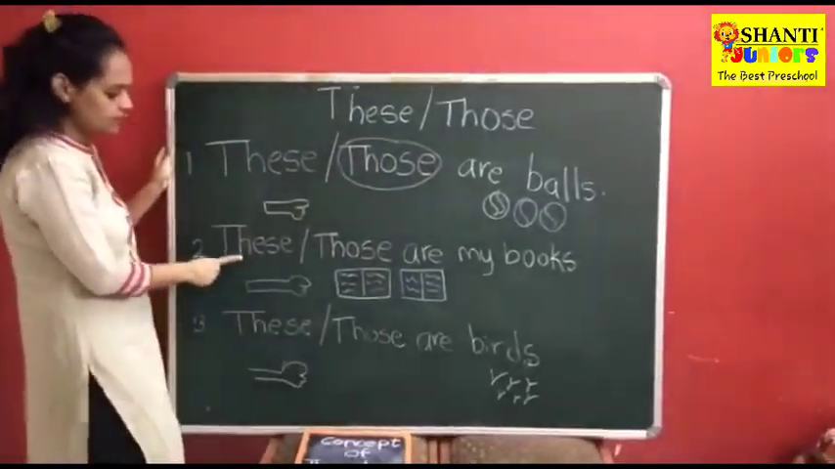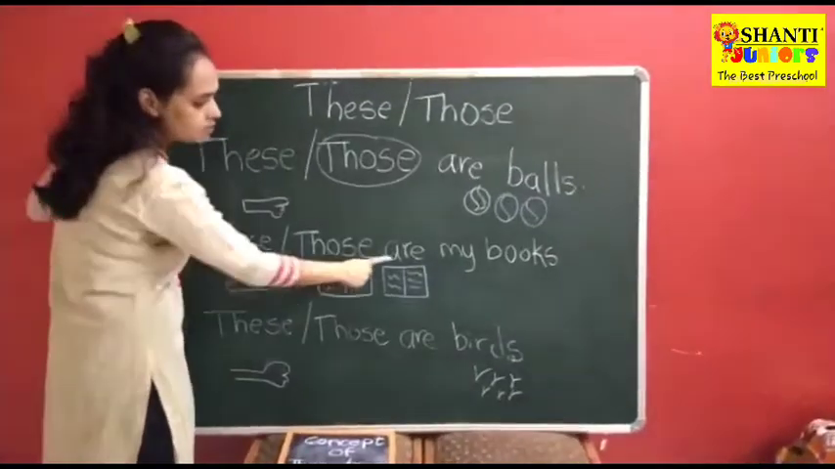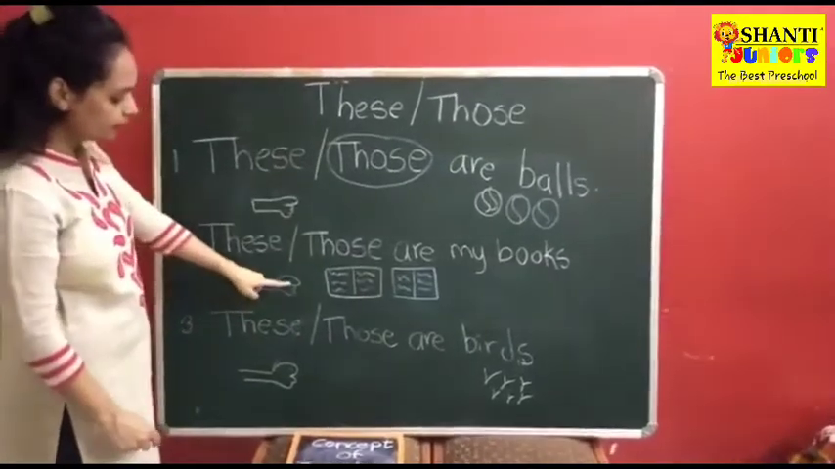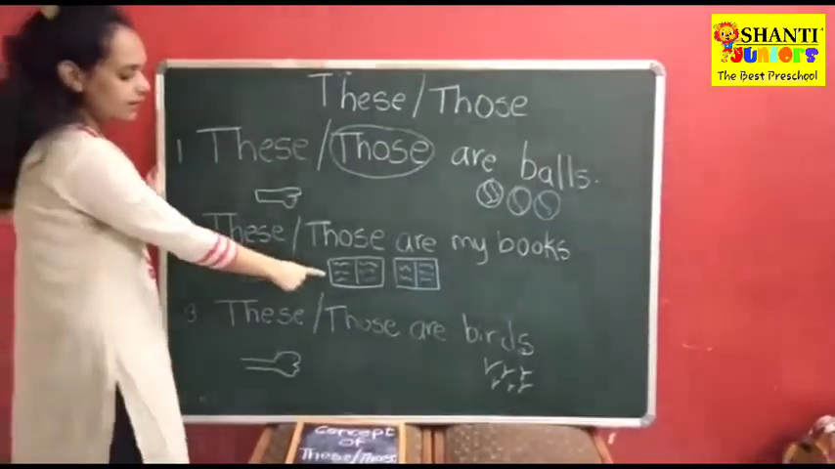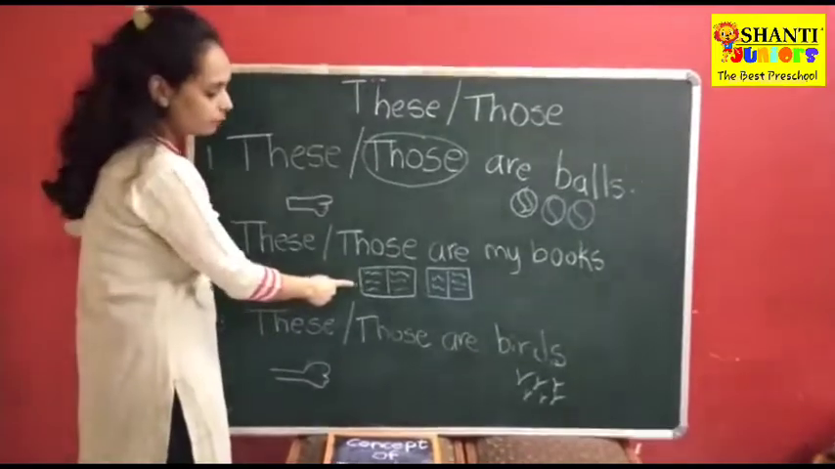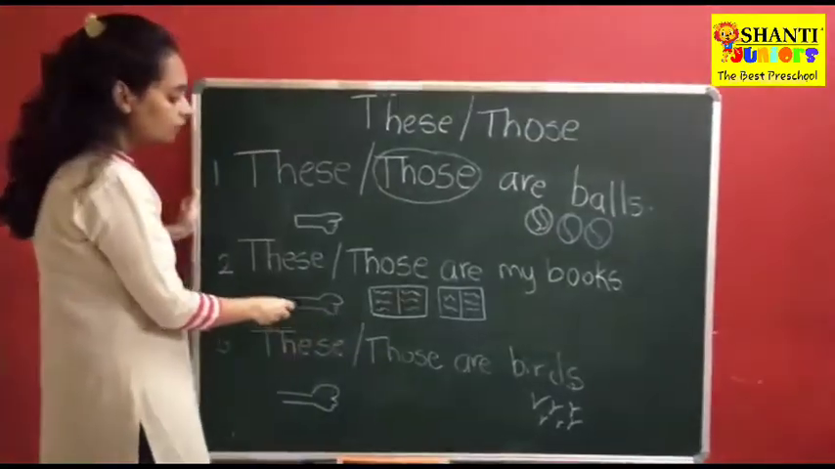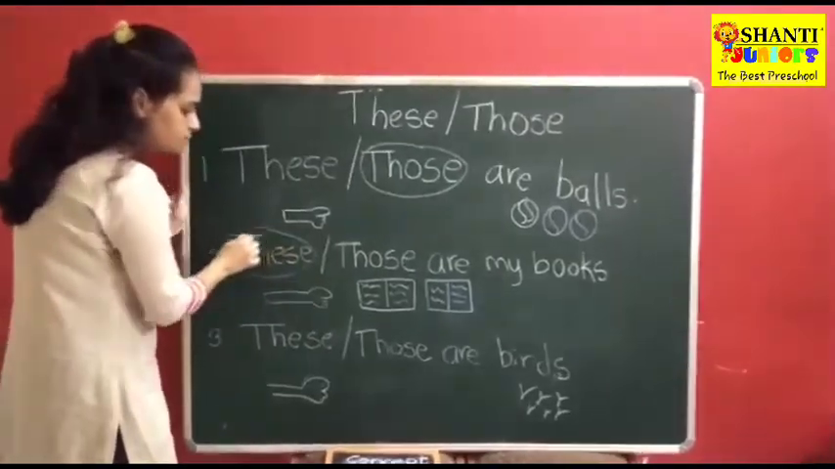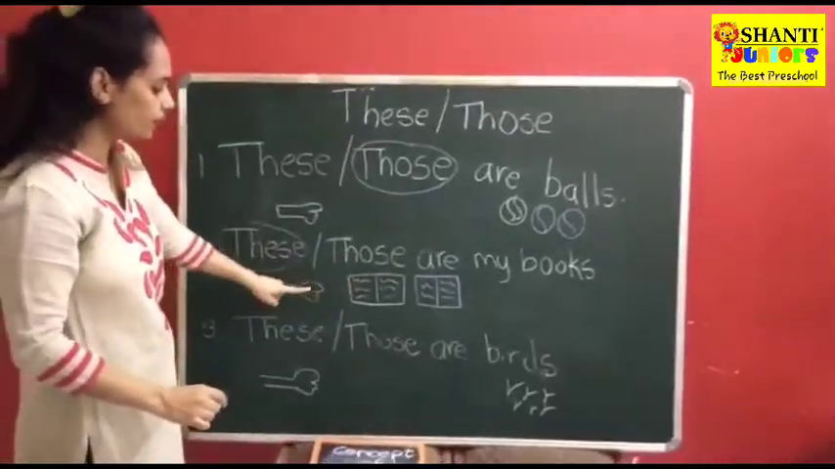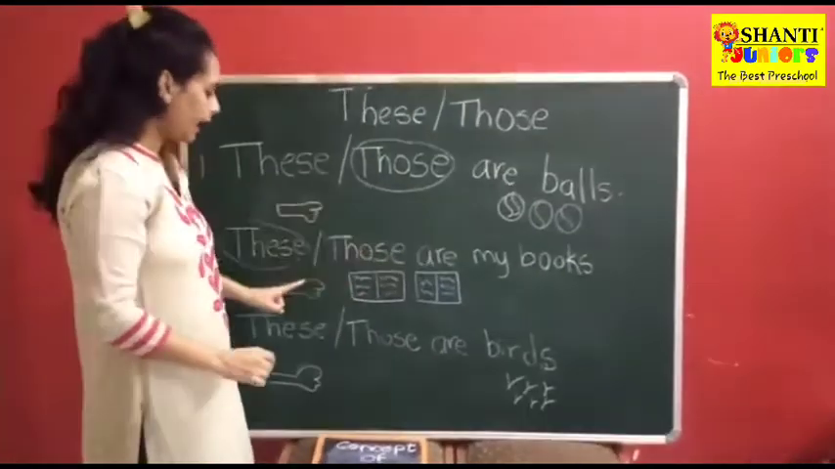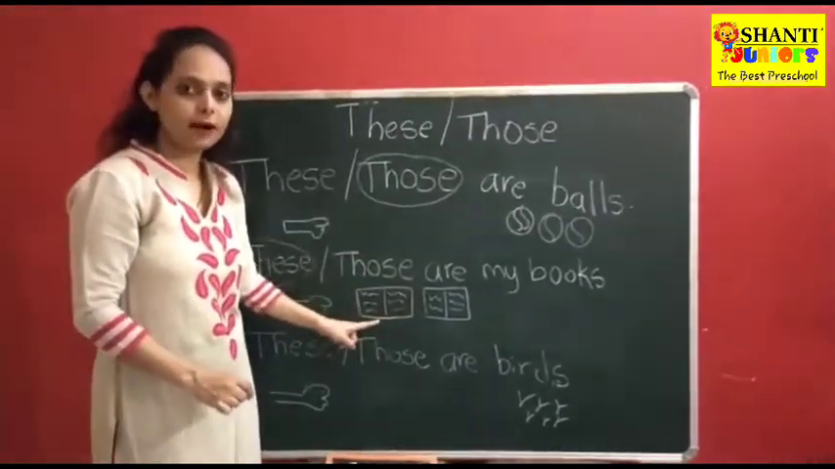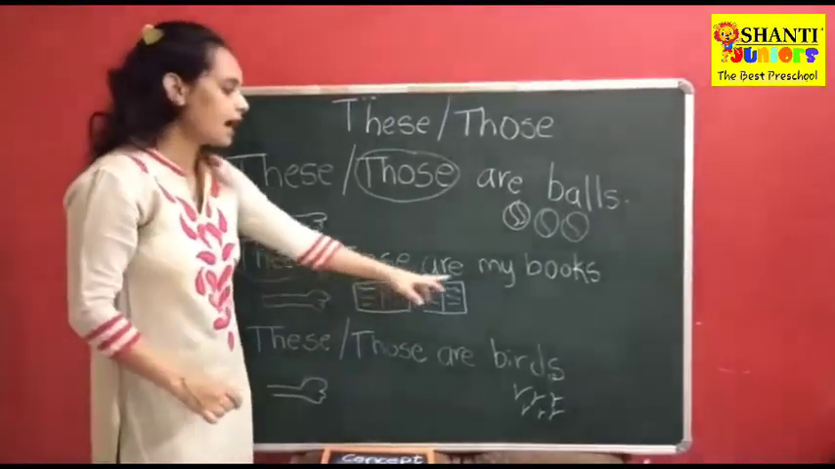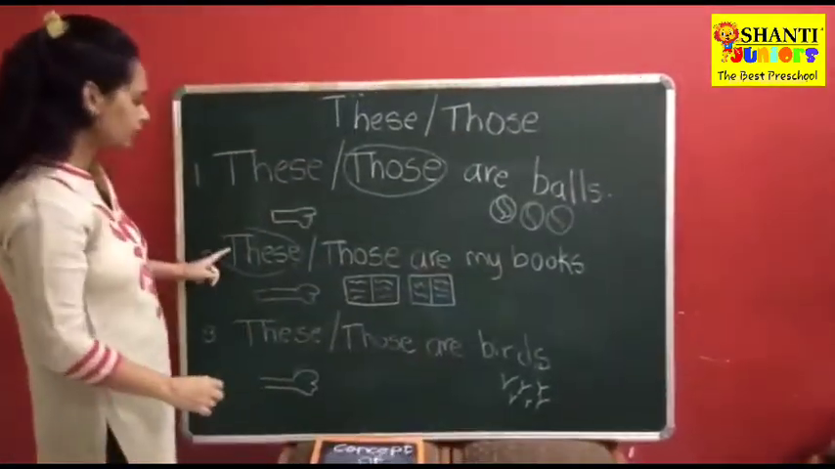Okay. So now this. These are my books. Now here he is pointing towards the books, but the books are very near to him. And the books are more than one. So I am going to use these. These will come because the object is very close to him, that is not far, and the objects are more than one. There are many objects, so we are going to use these. These are my books. Okay children.